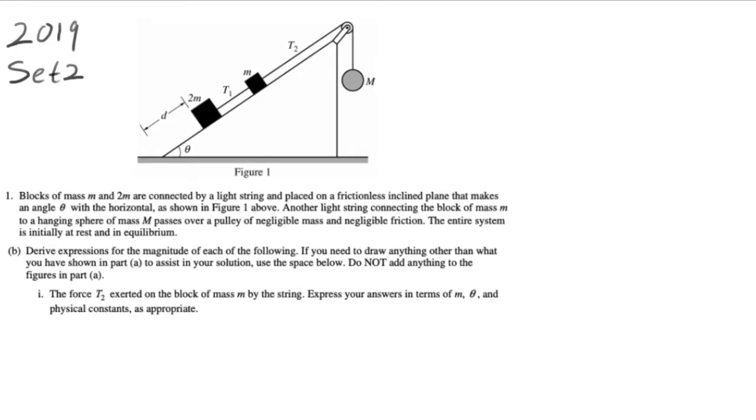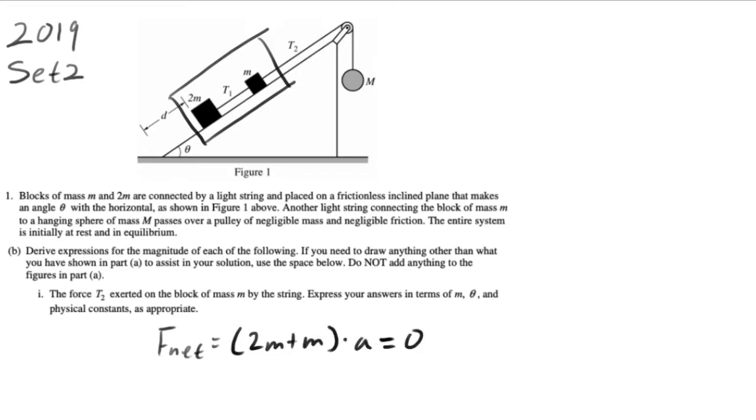But to use this equation, we need to find a system to apply it to. I'm thinking of making the system these two blocks. Then I don't have to care about tension 1 because that would be an internal force now. So F net of the system is equal to the total mass of 2m plus m times its acceleration. Since the system is in equilibrium, we know that this horizontal net force is equal to 0.